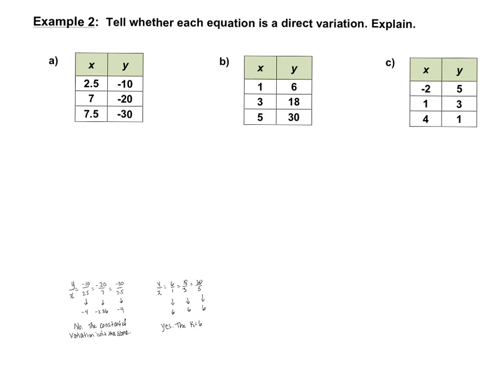Let's do it for the example C. Y over x again. So 5 over negative 2. We're going to see if that equals 3 over 1. I should go back and put not equal to for the first one. Equals 3 over 1, which equals 1 over 4. So I get negative 2.5, positive 3, and 0.25. And so this one is a no. The constant of variation is not the same.